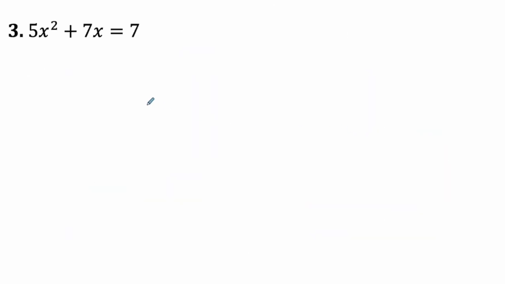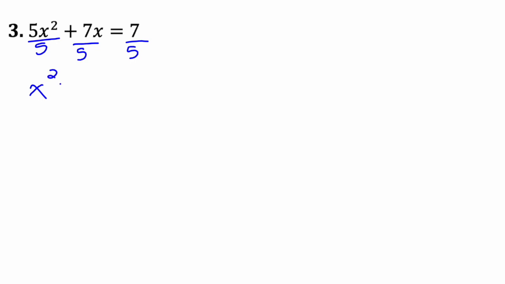All right, next up. Now we get into some messy stuff here. So this is already set up for us. We didn't have to move that over. But what we do need to do for completing the square is we need to have this x squared by itself. So I'm going to divide everything by 5. And then I'll be ready.